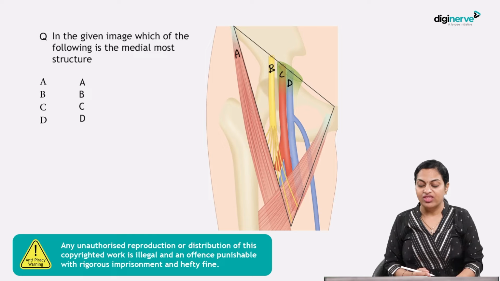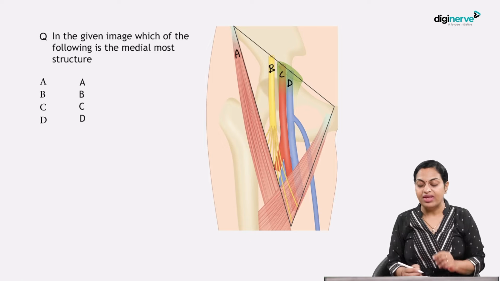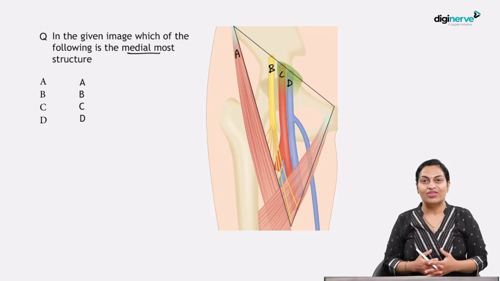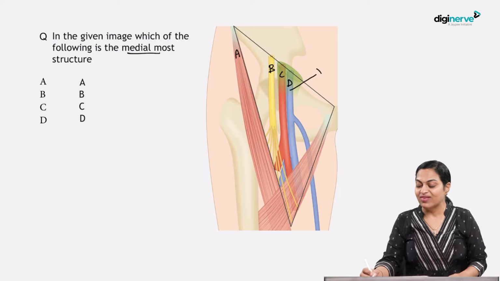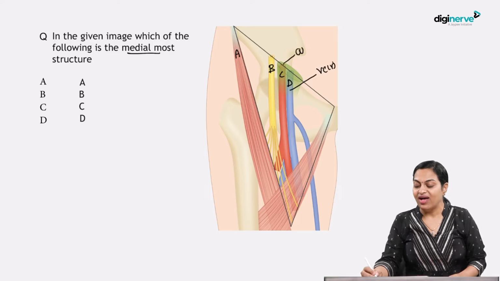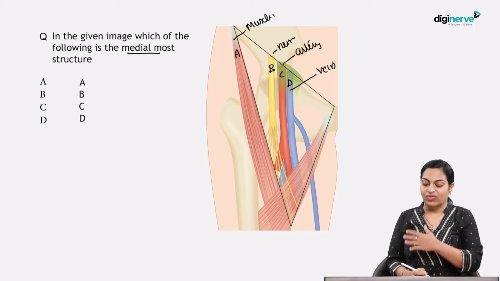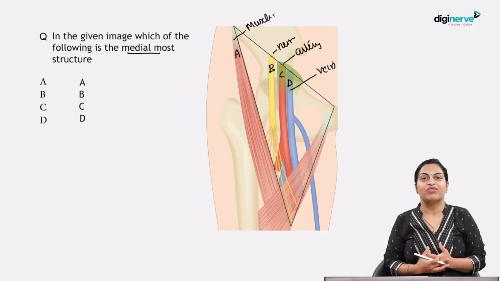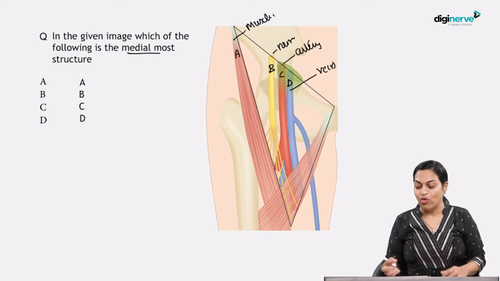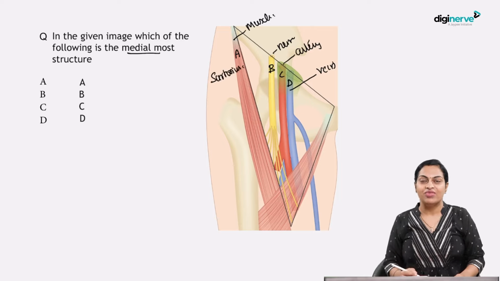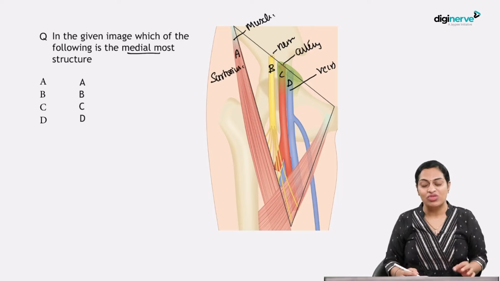In the given image, which of the following is the medial most structure? Yes, by looking into the color of the image, you'll be able to tell this is a vein, this is an artery, and this is a nerve. Of course, this is the muscle, isn't it? So here, this is the region of the front of the thigh showing the femoral vein, the femoral artery, the femoral nerve, and this is the sartorius muscle. Need not worry about all the names now. You can tell me which is medial most, isn't it?